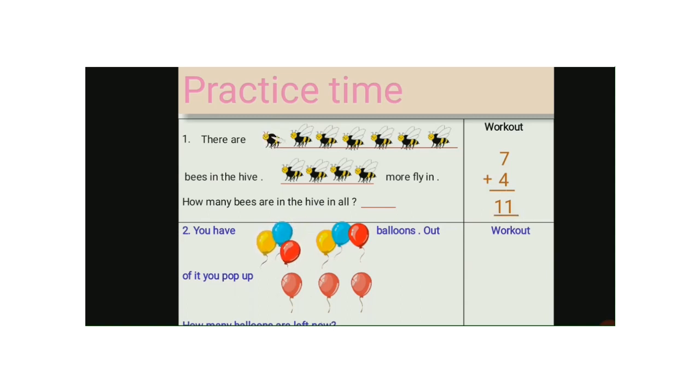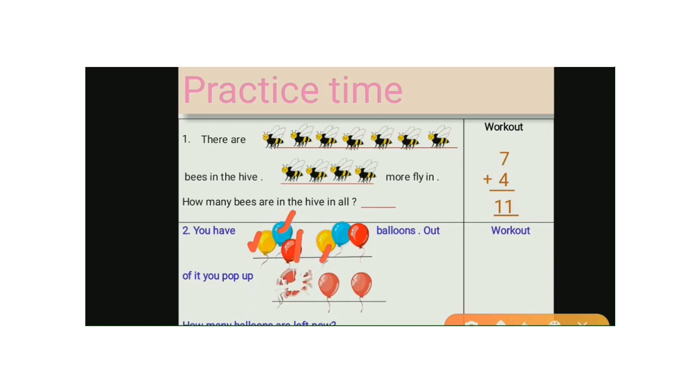Now here you can see the second question. Beautiful balloons are there. And you have 1, 2, 3, 4, 5, 6. 6 balloons, and out of the 6 balloons you have popped one balloon. Popped means burst. Burst one balloon, right? Then how many balloons are left now? See the word left over there. Left always signifies subtraction. So left means subtraction.